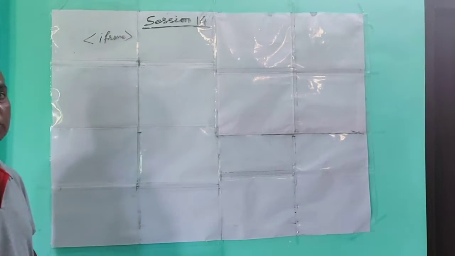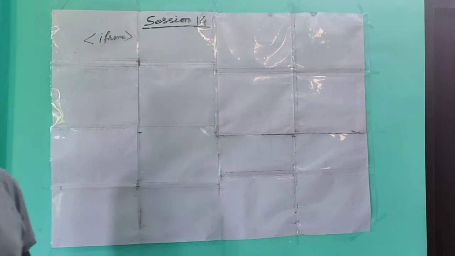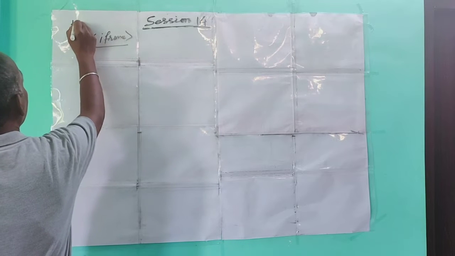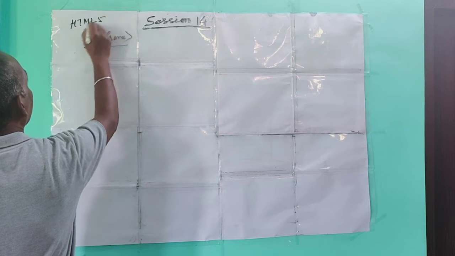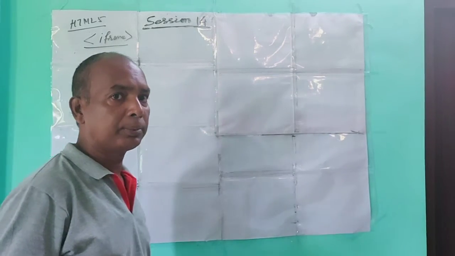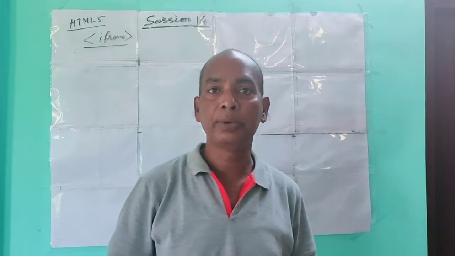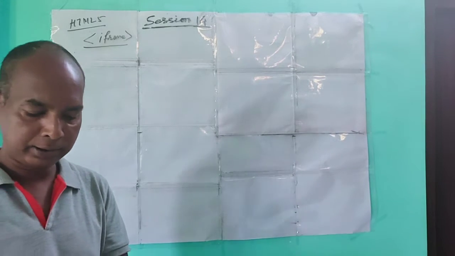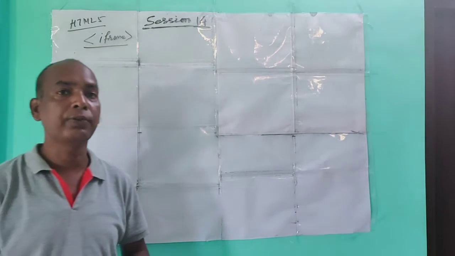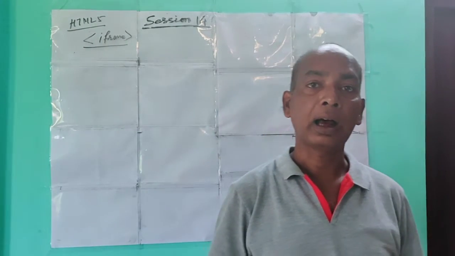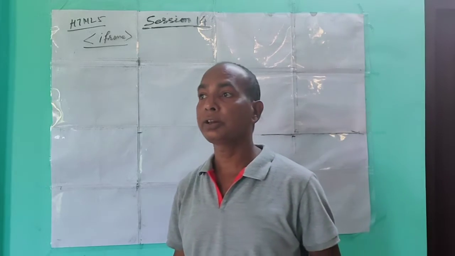In the previous class I explained about the frame which is used in HTML4. Today I will go for the iframe which is used in HTML5. The functions of frame and iframe are the same, but in HTML5 they use iframe in place of frame. So what is the function of iframe? The iframe tag is used to define an inline frame that enables you to present another HTML document within the same window.